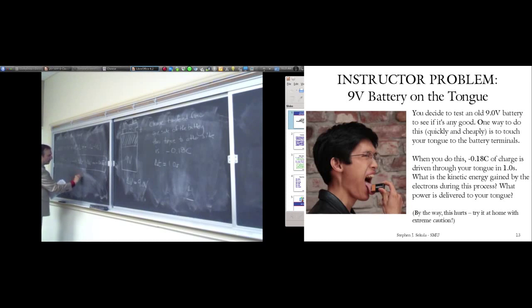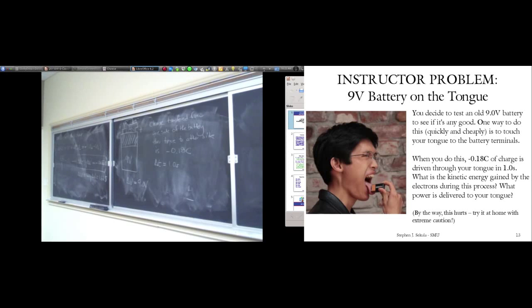So we have kinetic energy equals the negative of Q delta V. Well, we know Q, and we know delta V, right? Q is negative 0.18 coulombs, delta V is 9 volts, and all we have to do is plug those numbers in, and we get an answer in joules. So, fun fact, 1 joule is 1 coulomb volt.